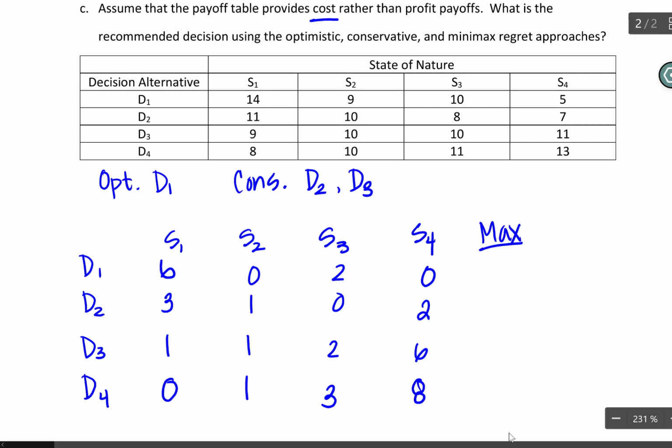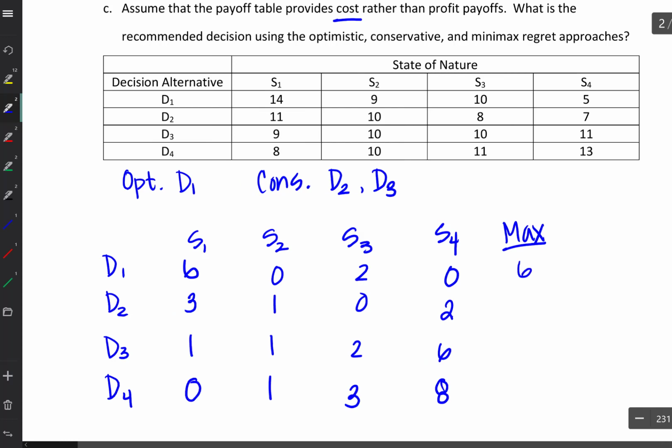So if we go along with decision alternative 1, the most we could have overpaid by was 6. 2, our max is 3. Decision alternative 3, max is 6. Decision alternative 4, max is 8. So again, we want to minimize this. We want to overpay by the least amount possible. So our smallest number here is 3, goes along with decision 2. Minimax regret approach, we would choose decision 2.